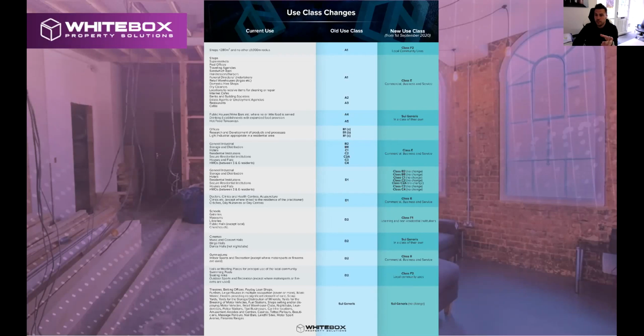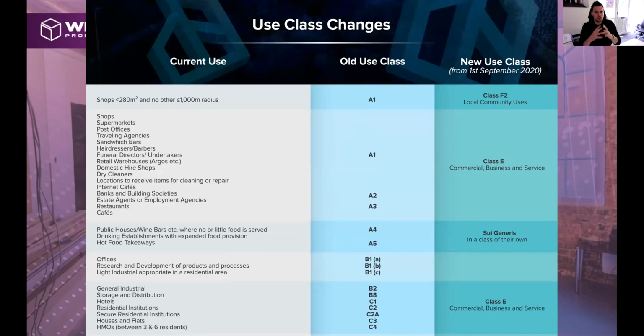so you can download it from here if you like. But it just tells you what the use class was and what the use class is now, because you need to know what it is now, because permitted development follows the use class. Okay. So let me just zoom in up here. And again, if you can't see it, I'll put a link to this in the webinar so you can download that as well. So let's take a shop as an example.